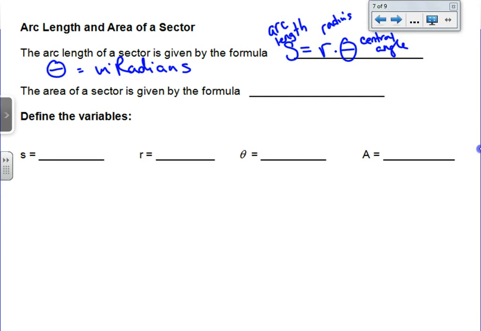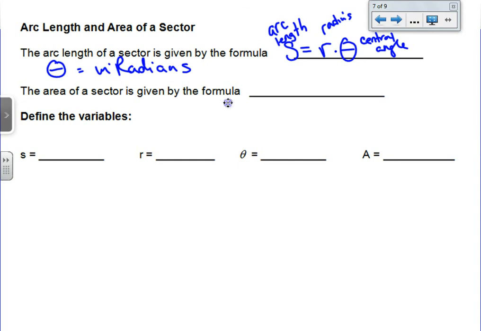Okay, area of a sector. Area of a sector, we've all done this. You're looking at a cake, and then you get to cut the cake. So of course you cut a piece of cake that's like this big. That is the area of a sector. So you make your sector much larger than others, and that's okay.